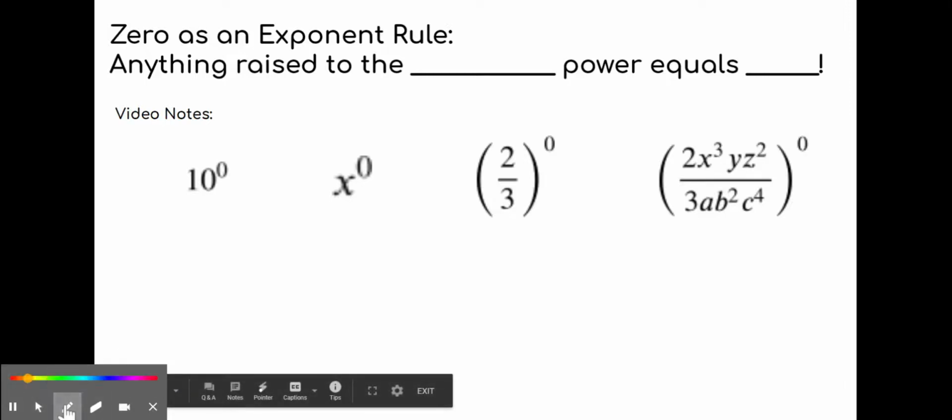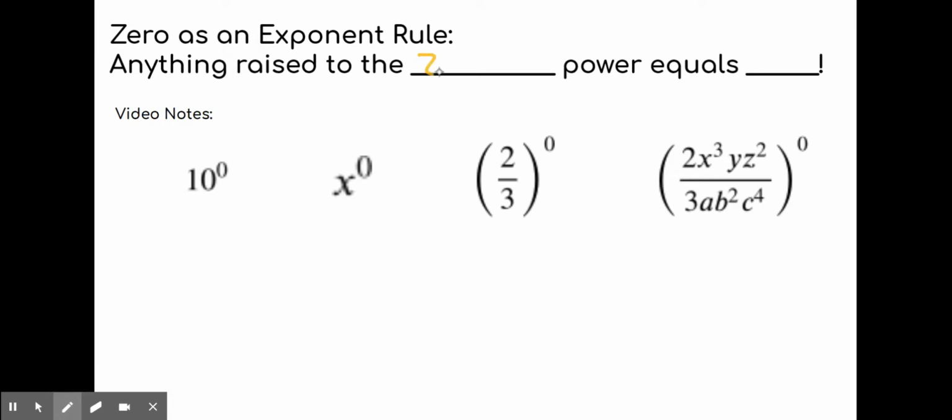So we looked at patterns in class today, and we discovered that anything raised to the zero power equals 1. So this is a very straightforward, pretty simple rule. We're going to look at some special things that we need to consider here in a few minutes.